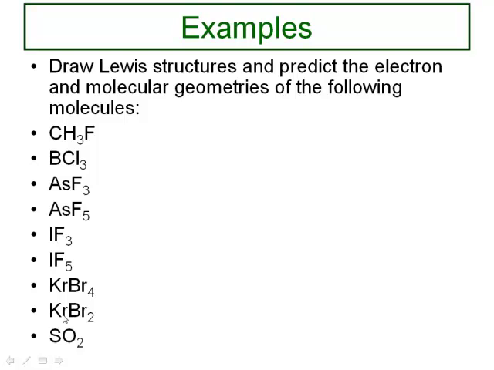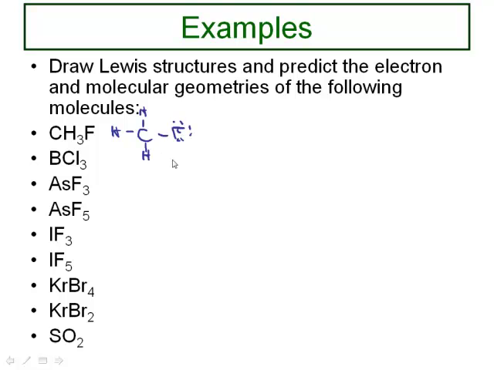For the first one, fluoromethane, what does that Lewis structure look like? Central C, and then 3 H's and 1 F, which is what you do not want in chemistry. Okay, it's got 6 dots around it.